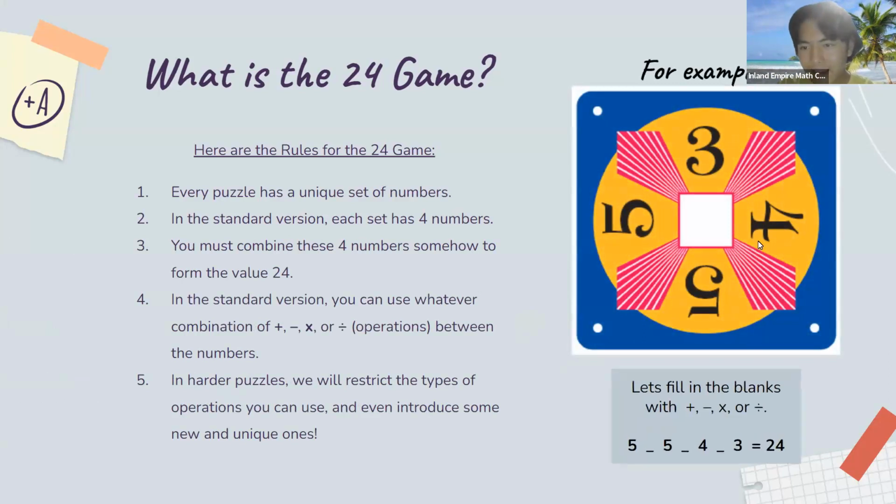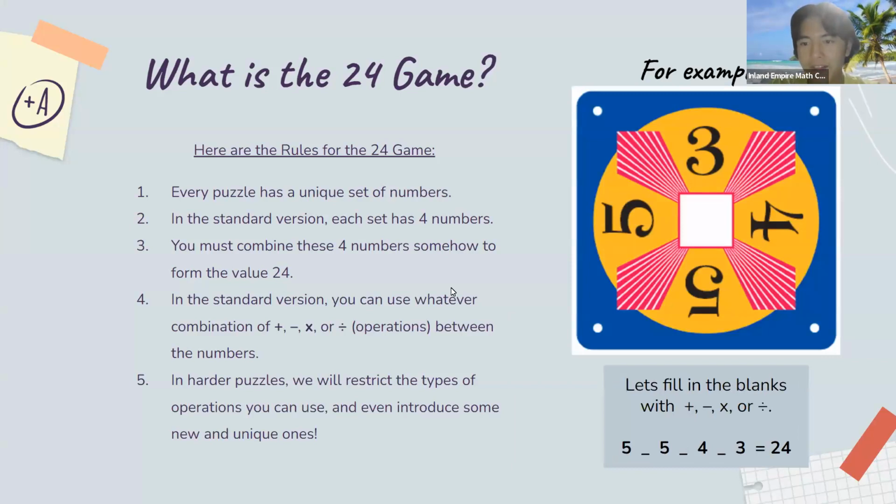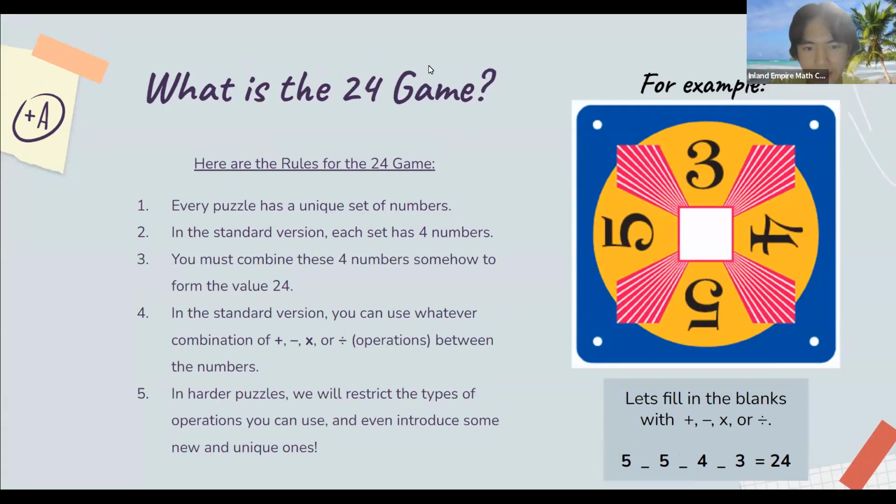So now let's look at an example just to be sure. So basically you have four numbers, right? 5, 5, 4, and 3. And what you want to do is put four operations between them such that you can get the number 24. Right? So see if you can solve this. I'm going to give you guys a minute, see if you can figure out what operations you have to put in the blanks to get the number 24.